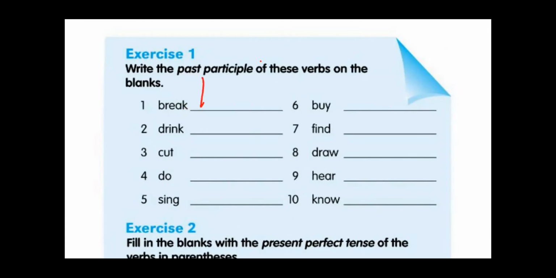Broken. Because they have broken, right? When we use have and has, they have broken. The thieves have broken. Yes, broken will come. We can't say broked, right? Broken. Yes. Next, drink, form drunk. Drunk.